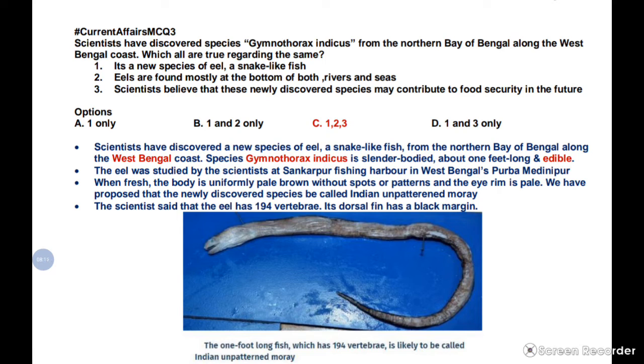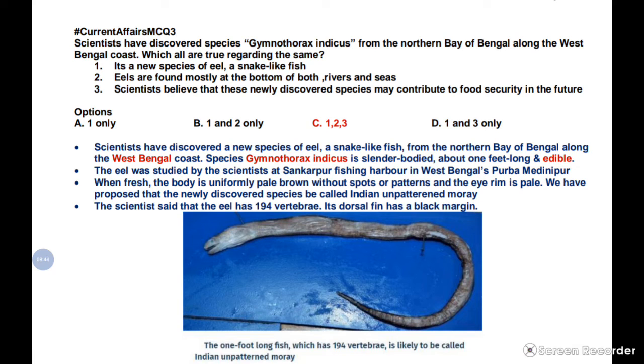And the name Gymnothorax indicus we have given because UPSC has started asking that also. Meaning, in the question they will not directly keep the animal species name, they will give the scientific term. So you should understand that this was a thing which came in the news. Gymnothorax indicus was there on the Bay of Bengal coast, and it is edible. So that is why it will ensure food security in the future, and it is found in both rivers and seas. The eel generally will be there either in the sea or the river, in water bodies.